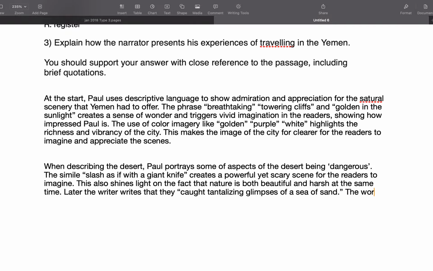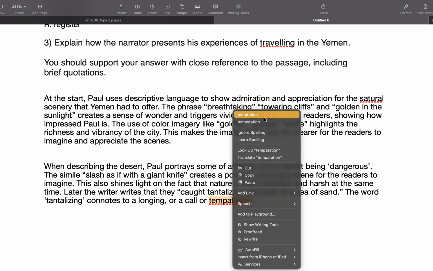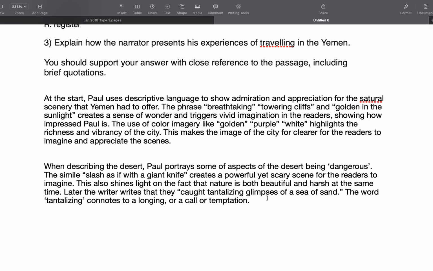Now here comes the word analysis. The beautiful part. I love word analysis. Tantalizing connotes a longing, or a call or temptation. And the temptation normally is not a good thing. Temptation in itself is not a good thing. So now we're going to connect this. We give a word analysis, now we have to connect this. What is so tempting? What is calling them? What is longing them? What is the writer longing for?